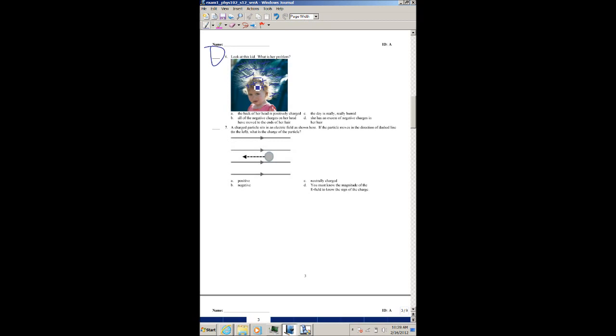Our charged particle sits in an electric field as shown here. If the particle moves in the direction of the dashed line to the left, what is the charge of the particle? Positive particles feel a force in the direction of the electric field, so this must be a negative particle, so the answer is B.